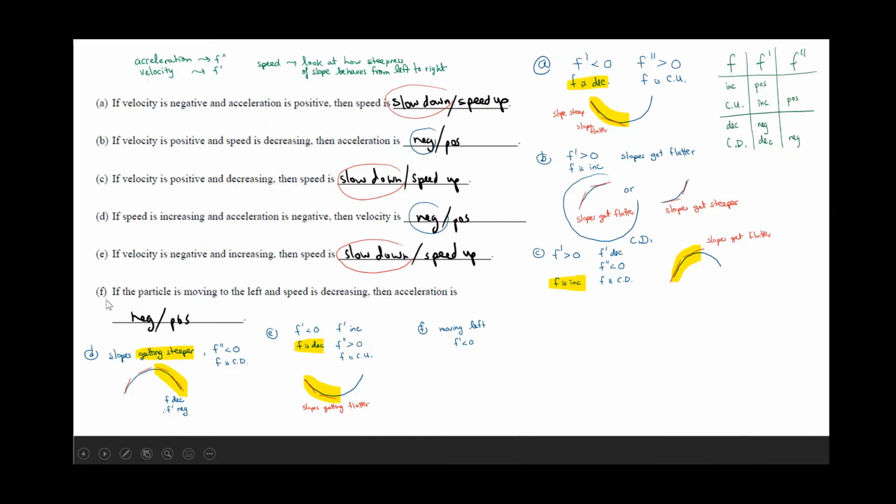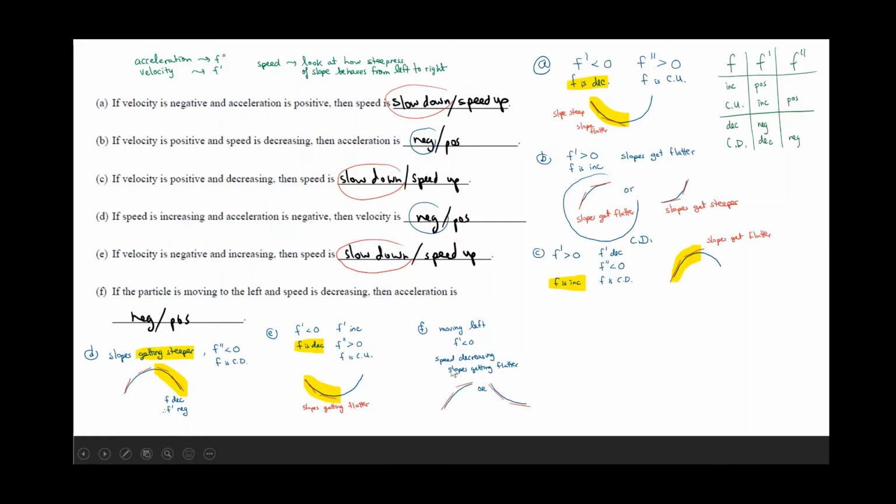Final question, F. If the particle is moving left, that implies velocity is negative, so the first derivative is negative. Then we're told speed is decreasing. That means slopes are getting flatter from left to right. We want to find out what is acceleration. Is it positive or negative?